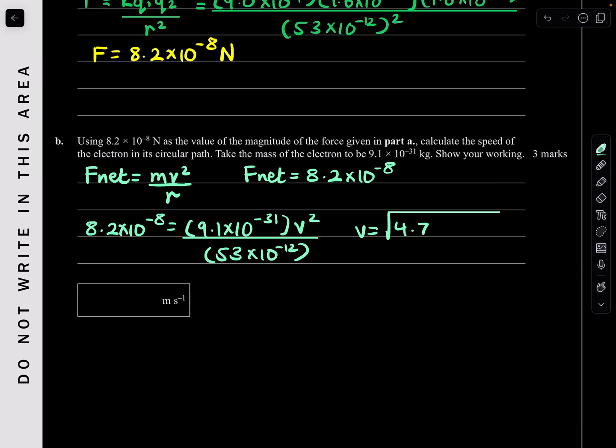So 4.77 times 10 to the power of 12, which gives us a velocity. Wow, it's a big velocity, but we wanted two significant figures. We've used everything to two significant figures. So it's actually just 2.2 times 10 to the power of what? 1, 2, 3, 4, 5, 6. Yep. So to the power of 6 meters per second.